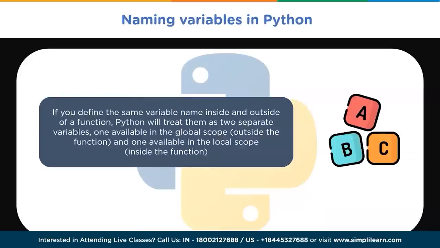Now if you define the same variable name inside and outside of a function, Python will treat them as separate variables. So two separate variables, one available in the global scope that is outside the function and the other available in the local scope that is inside the function. Now let's head over to our Jupyter notebook and we'll try scopes in Python with hands-on demonstrations.